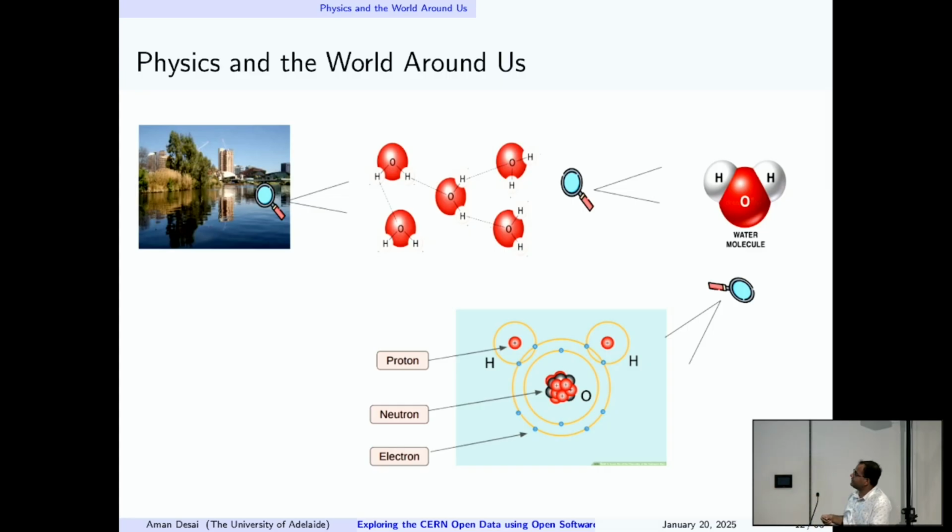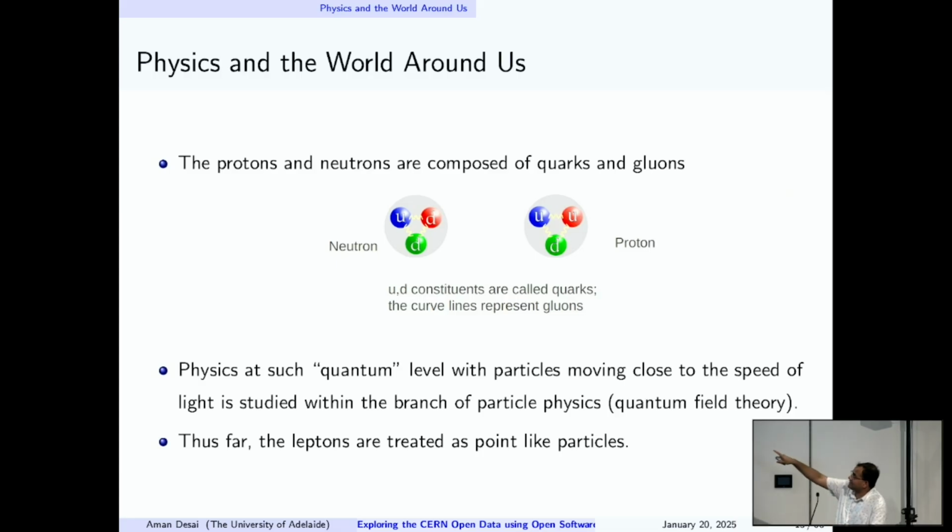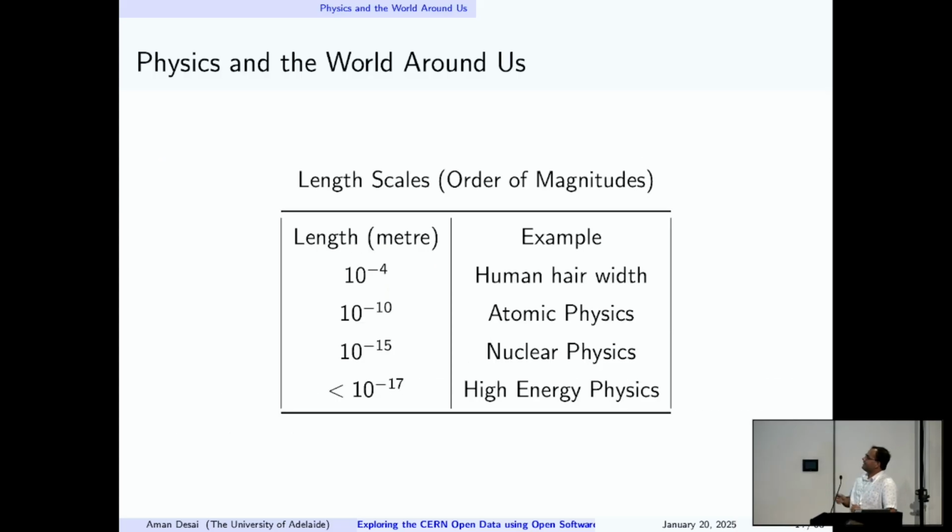What we are talking about here are subcomponents of protons and neutrons, which are called quarks and gluons. At such a quantum level, these particles move with speeds close to the speed of light, and that is what we are going to study. Thus far, leptons, the electrons and muons, are considered point-like objects. Of course, there are theories that they may not be so, but let's hold on to that. That is point-like.